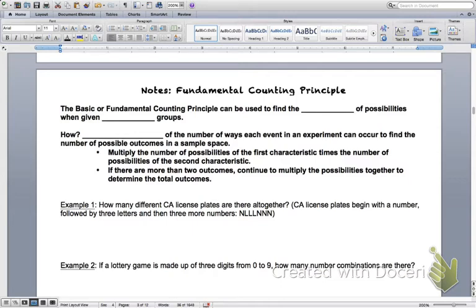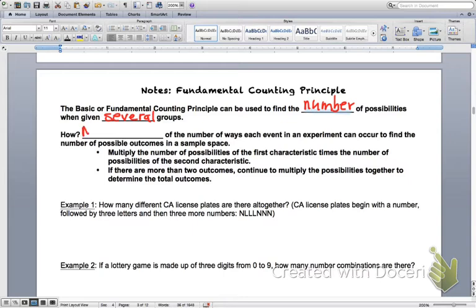So the basic idea of the fundamental counting principle, or the basic counting principle, is the following. It can be used to find the number of possibilities, so the total outcomes, when given several groups. By several groups, we mean several choices or options to make our next choice. Again, it's a quick way to find this without doing the tree diagram. It's just an alternate method. Now the question is, how do we do that? The main thing is we're going to be multiplying.